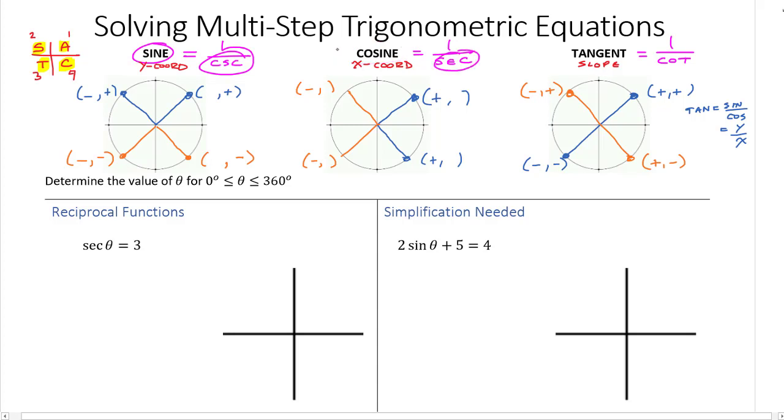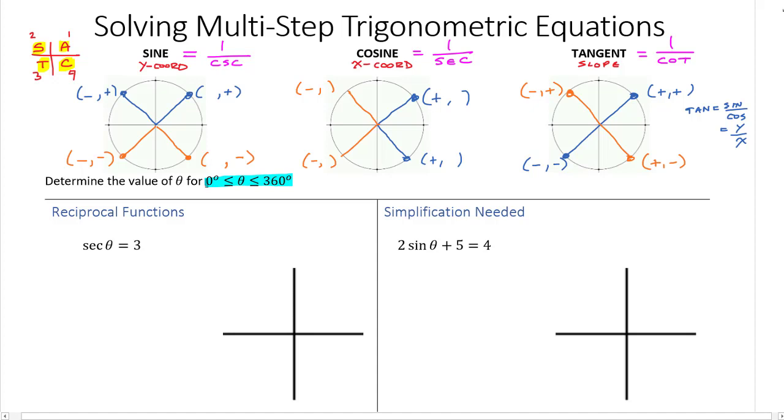Because if you look at your calculator, there's no button for cosecant, there's no button for secant, there's no button for cotangent. So you use sine, cosine, or tan, and you just do the reciprocal. And finally, don't forget that we are only interested in finding the values between 0 and 360 today.